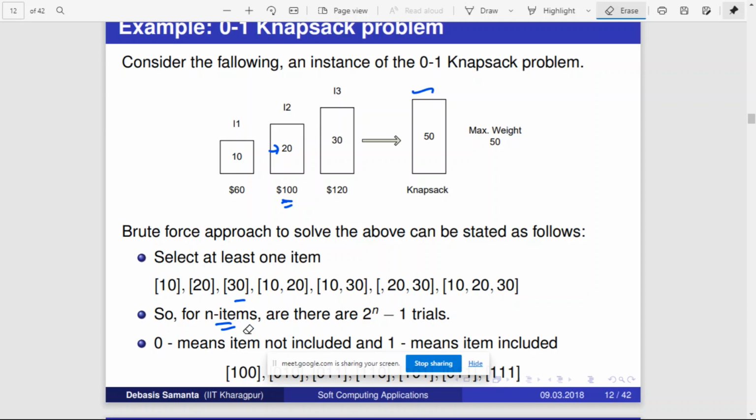So these are the 7 combinations: 1 2 3 4 5 6 7, right? This is nothing but 0 0 0, 0 0 1, and so on. This first one you can ignore, because the thief will not leave without anything. 0 0 1 means, this is item 1, this is item 2, this is item 3, so he is taking only item 1. This means he is taking item 2 alone. This means he is taking items 1 and 2, and so on and so forth, right?